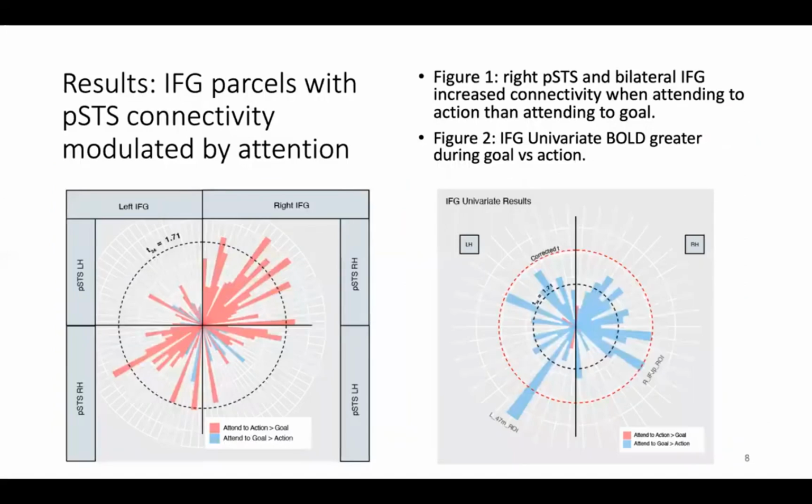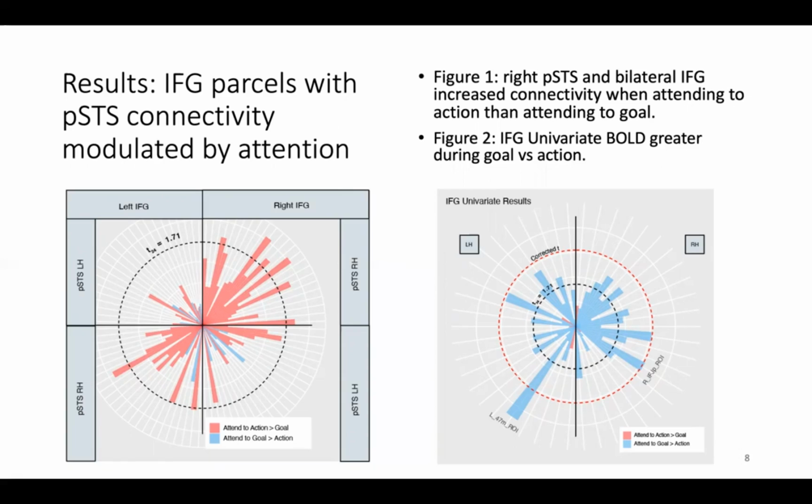So here are the results. First, I compared right PSTS connectivity to the right IFG when subjects attend to action, compared to when they attend to goal. On the left, in figure 1, you can see that there are a lot more red bars compared to blue, especially in the upper right corner. This implies that right PSTS and bilateral IFG increased connectivity when attending to action than when subjects attend to goal.